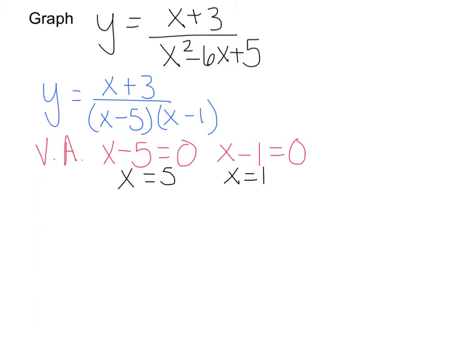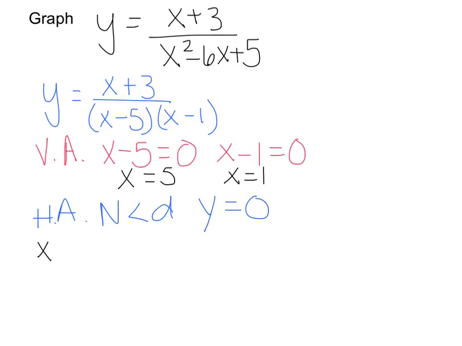Now let's look at the horizontal asymptote. So those are our 3 scenarios. The numerator's degree is a degree of 1. The denominator's degree is a degree of 2. So since the denominator's degree is greater than the numerator's degree, it's y equals 0 for your horizontal asymptote.